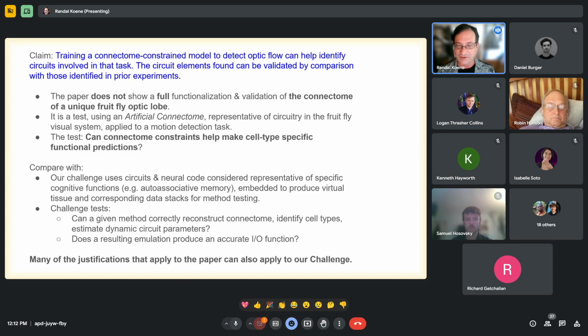Instead, circuit characteristics of the connectome data are used to create what amounts to an artificial connectome that can be functionalized to perform as a fruit fly visual system with respect to a motion detection task. The test then is to determine how helpful the connectome constraints used are in making valuable and testable predictions.